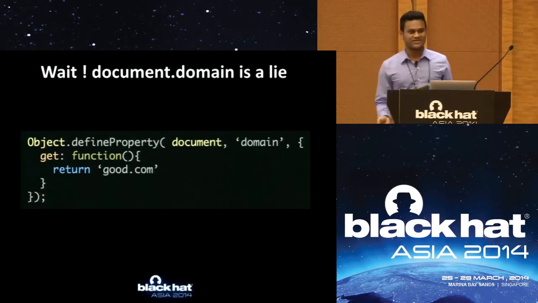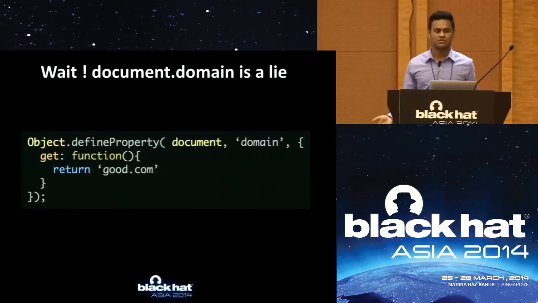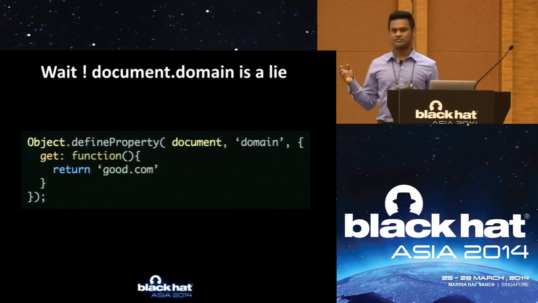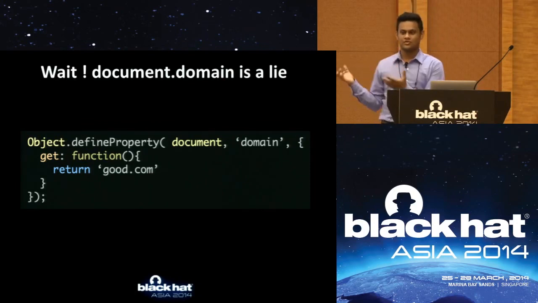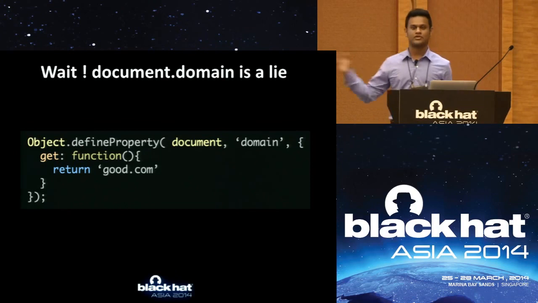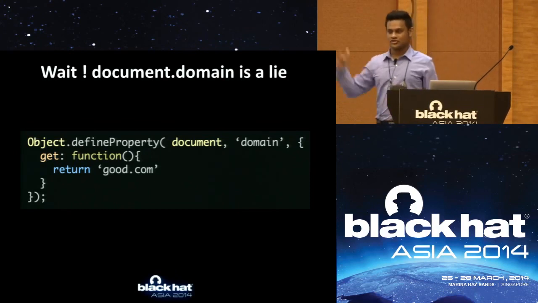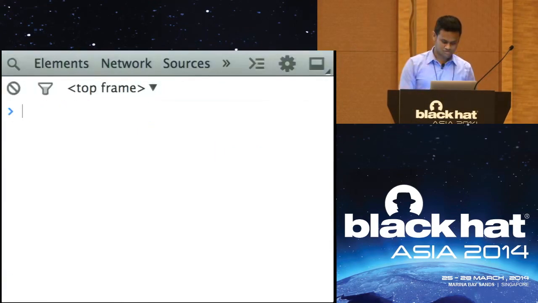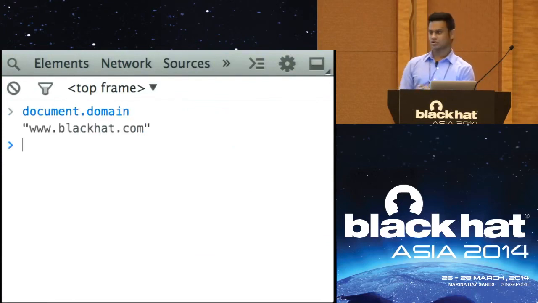Document.domain is also a lie, right? You can redefine document.domain and make it say anything you want. Something most of us wouldn't have believed in the first place, because we consider document.domain a security value which cannot be changed. For example, if you say document.domain equals something, it wouldn't work. But you can use Object.defineProperty on document.domain and change it, just to prove it. So here your document.domain is blackhat.com, right?